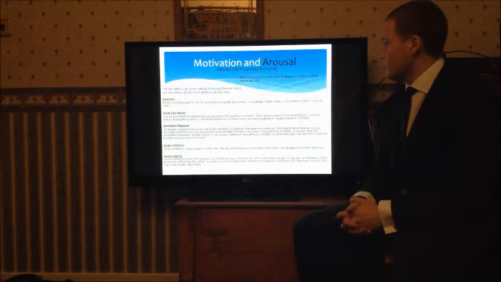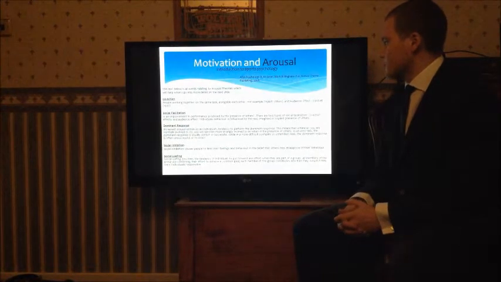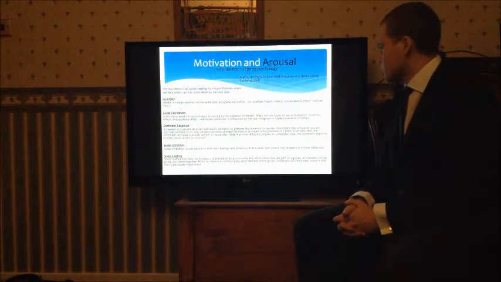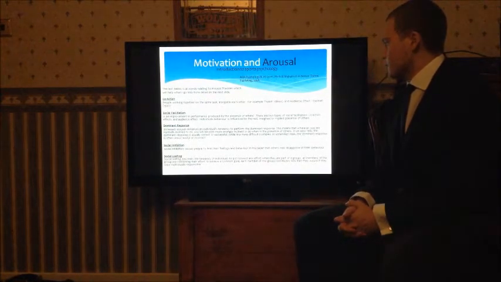The text below is all words relating to arousal theories which will help me when I go into more detail on the next slide. Coaction is people working together on the same task alongside each other, for example Triplett, and the audience effect of Dashiell. Social facilitation is an improvement in performance produced by the presence of others. There are two types of social facilitation, coaction effects and the audience effect.